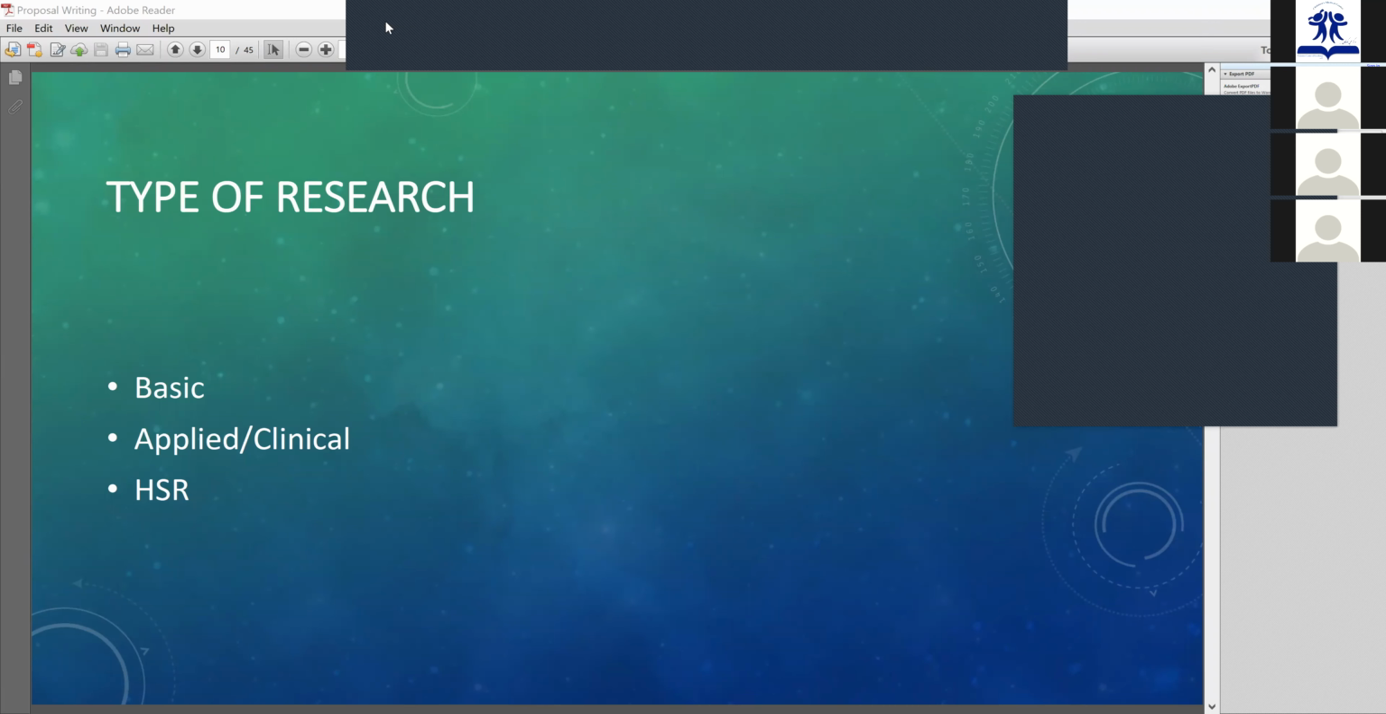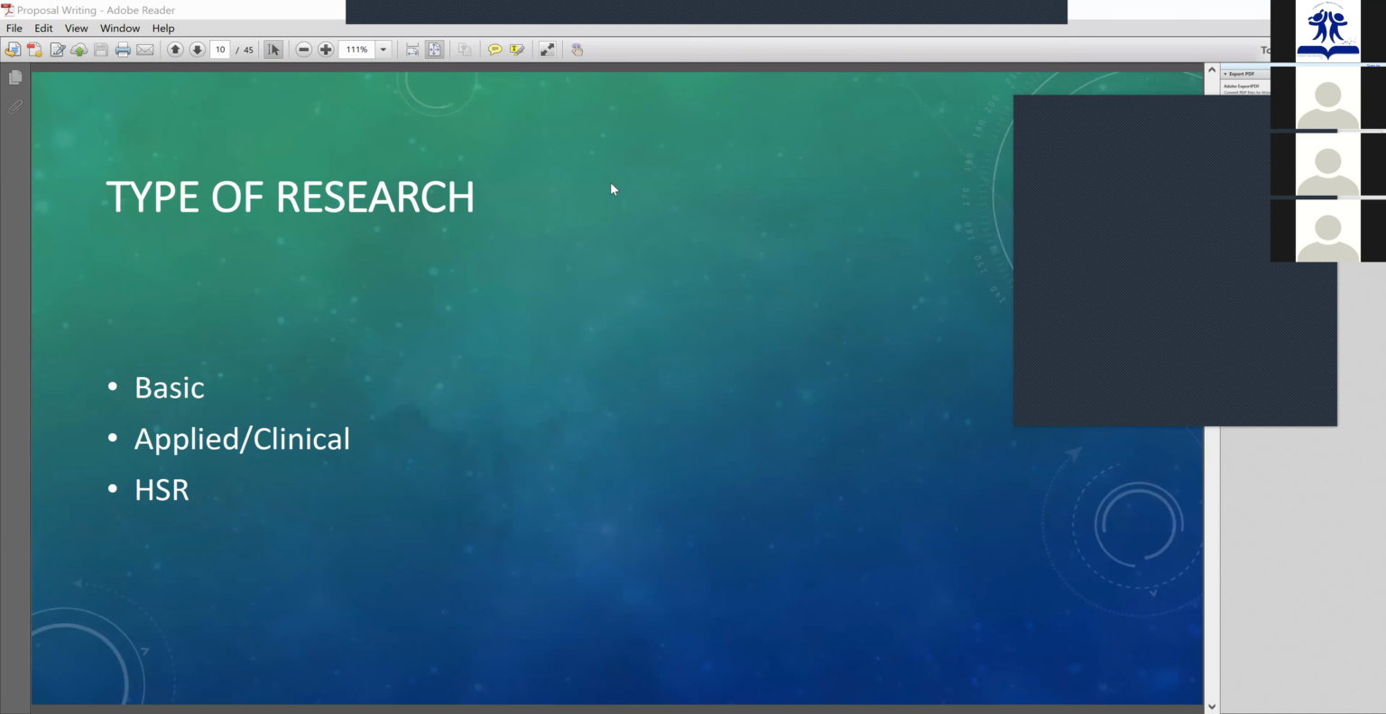So we're going to continue with step 3. I hope that you have the platform of the proposal that you're supposed to write. On the first page of your proposal, there is the title of your proposal. Then there is your name, your professor's name, your institution's name, and then the type of research is asked. There are 3 options in your MBBS proposals that you can choose: basic, applied or clinical, and HSR. We want to see what each of them means.